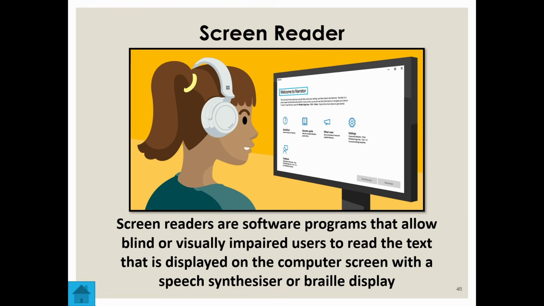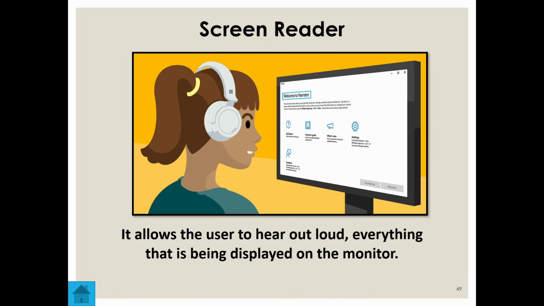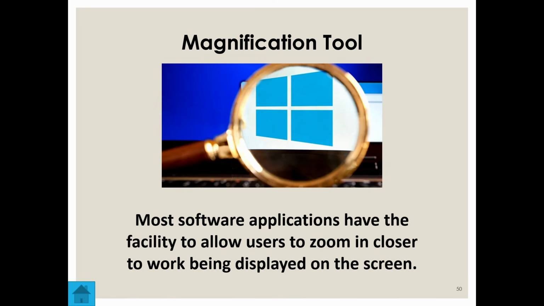We've got a screen reader as well. This is software that allows blind or visually impaired users to read the text. Now, the blind person is not going to be reading the text with their eyes. They're going to listen to what is being said. Okay, it is reading what is on the screen. And then we know our magnification tool. Again, are you going to use this with a blind person? No. Are you going to use it with a visually impaired individual? Yes. Okay, so just bear that in mind.